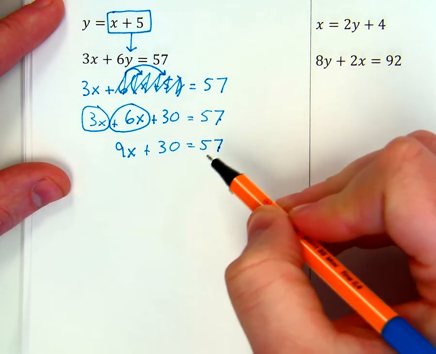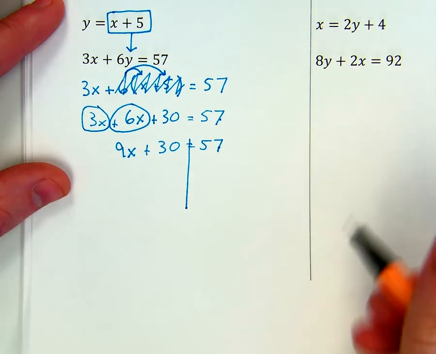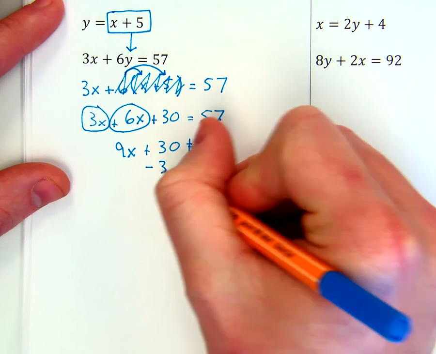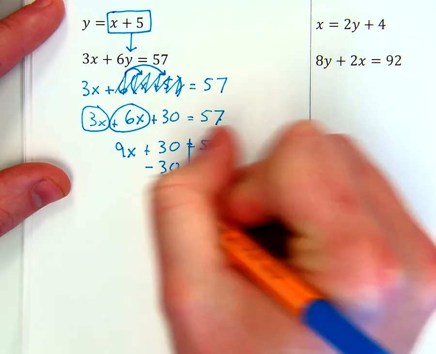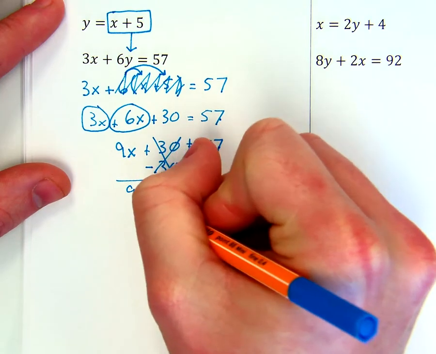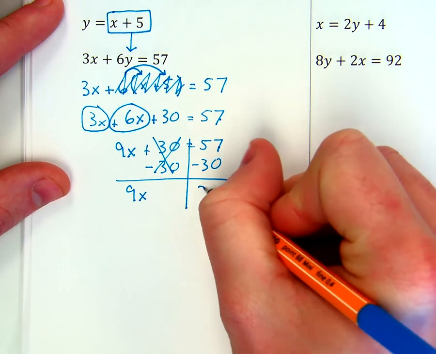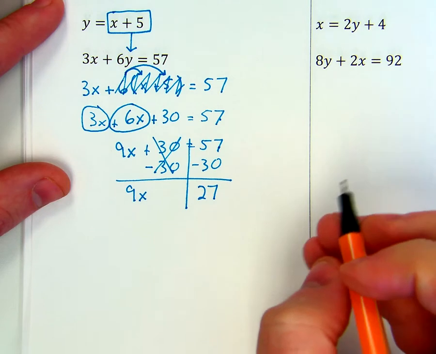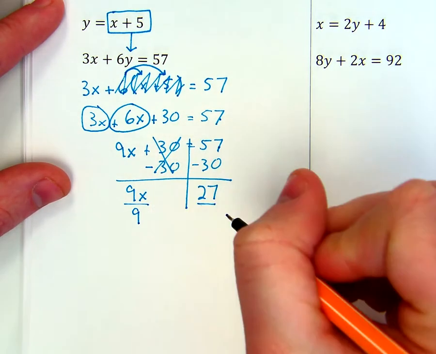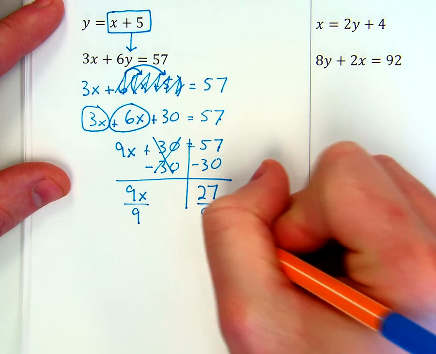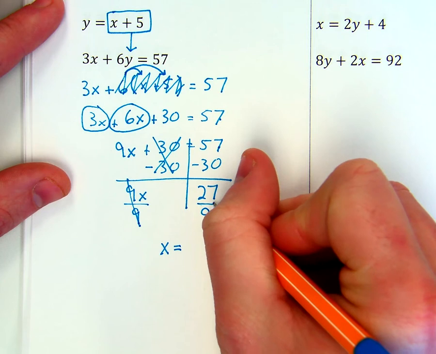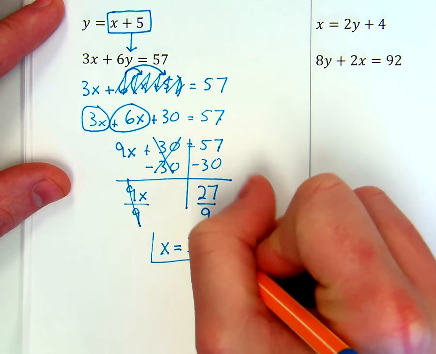It's time to solve. This sets up as a simple 2-step equation, the type that we solve all the time. Remember, first we undo addition or subtraction. So I'll undo the plus 30 with a minus 30. I'll find that 9x equals 57 minus 30, which is 27. Next we undo the multiplication with division. 9 times x is undone with the divide 9, and we do that to both sides to find that x equals 27 divided by 9, which is 3.